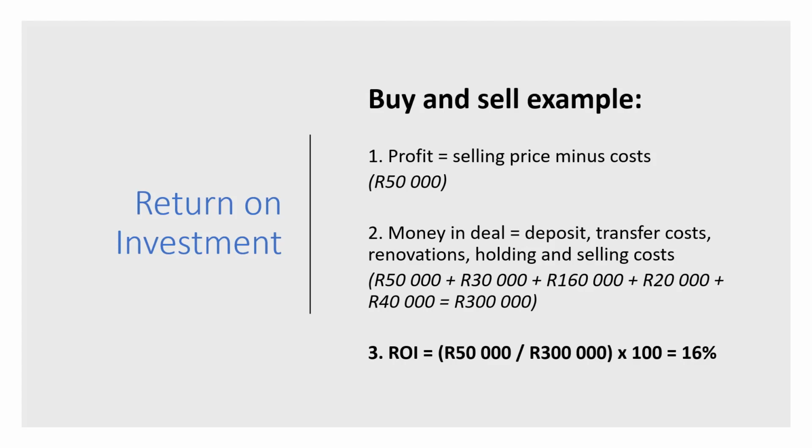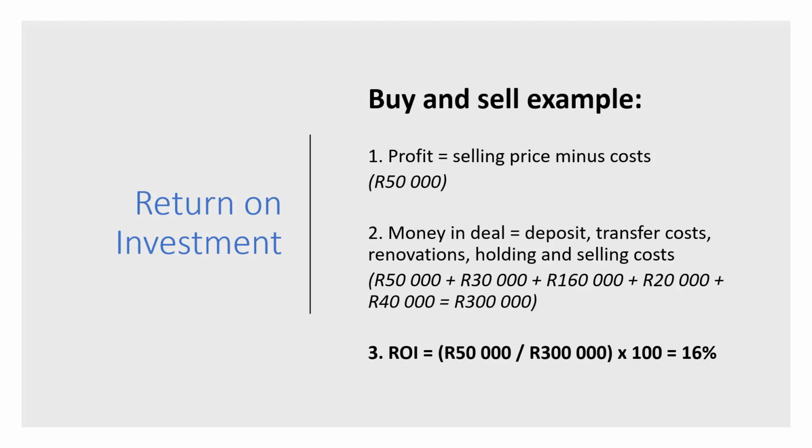Then your second step is the money in the deal. So here again, your deposit, your transfer costs, your renovations. And then when you're doing the buy to sell strategy, you also have to look at your holding costs and your selling costs. Your holding costs are the costs associated to holding the property. So you might take 6 months to sell this property. You might take another 2 months to do the renovation.